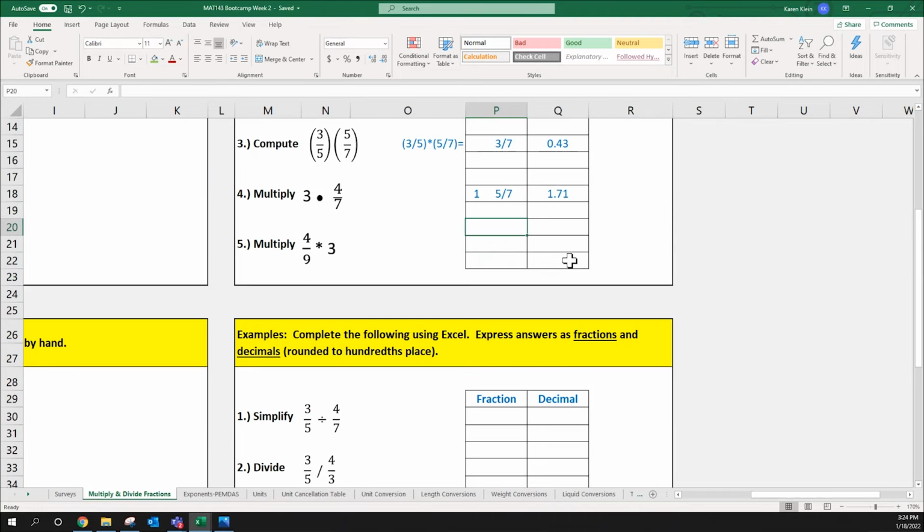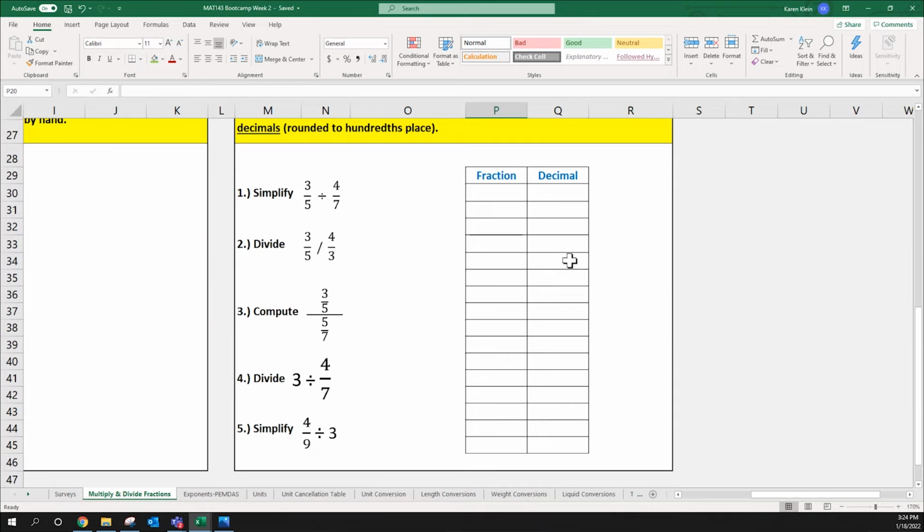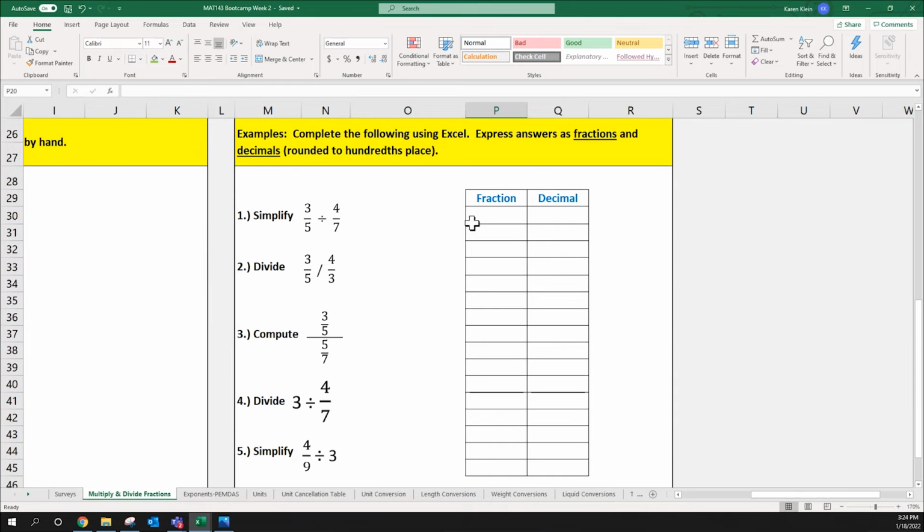If not, I would like for you to go down to this next table, and I would like for you to practice dividing these fractions using Excel as well as finding the decimal.